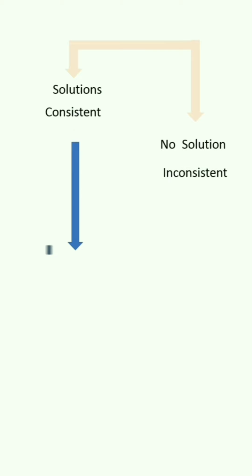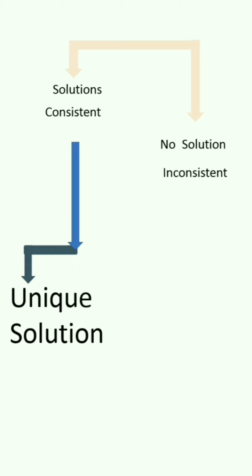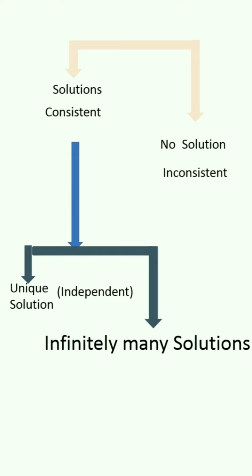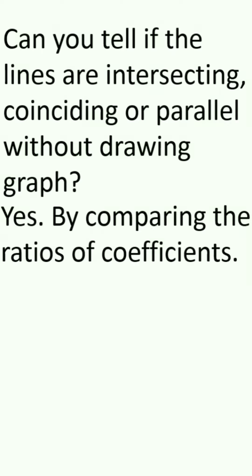If we get only one solution, meaning a unique solution, each equation is independent of the other. If we get infinitely many solutions when solved algebraically, each equation is dependent on the other. Can you tell if the lines are intersecting, coinciding or parallel without drawing the graph? Yes, by comparing the ratios of coefficients. That means by comparing a1 by a2, b1 by b2 and c1 by c2.